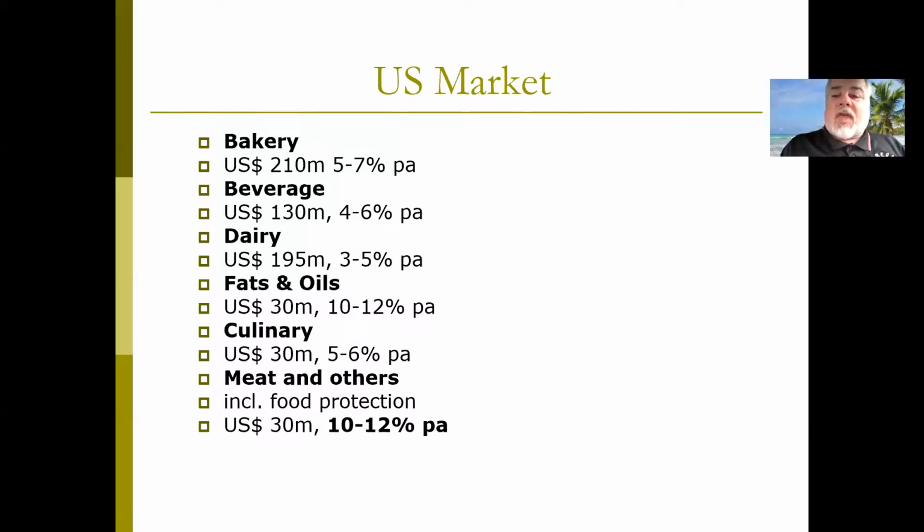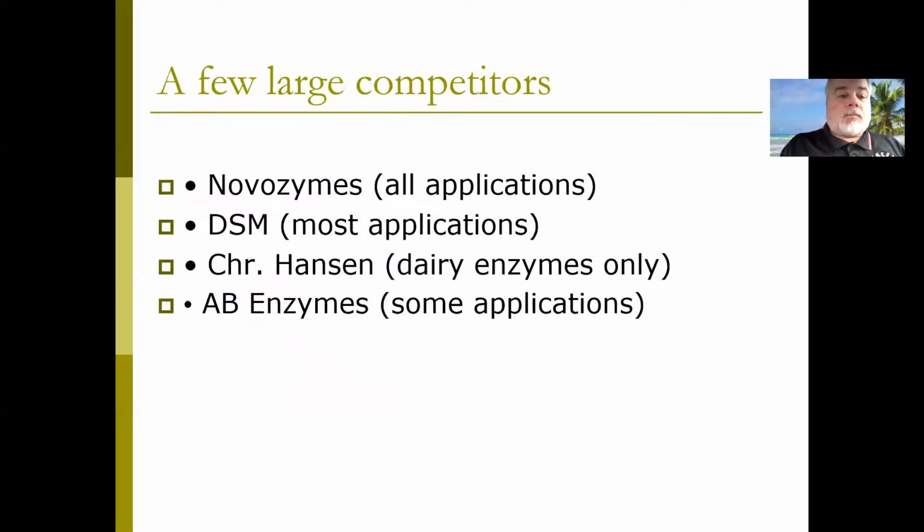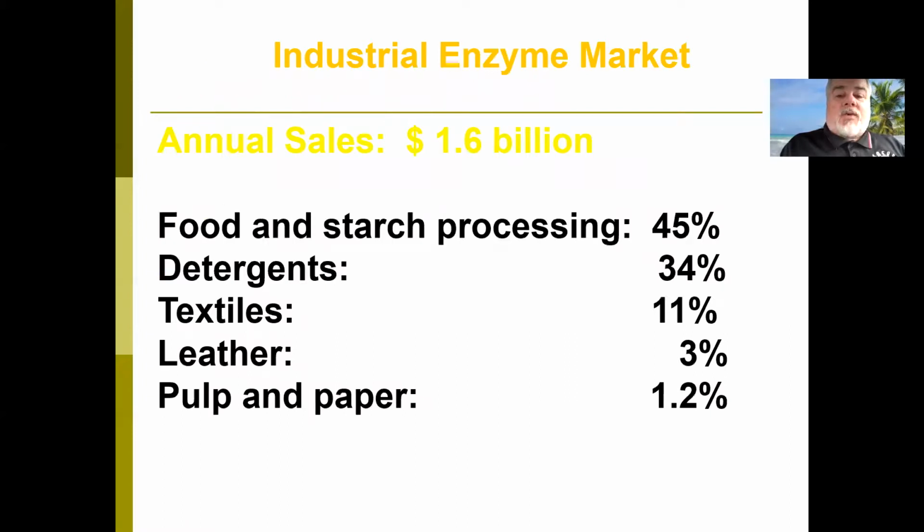You can get an idea of some of the important industries. Tons of money spent in the bakery industry. Tons of money in the beverage, dairy, fats and oils, culinary, meaning cooking, preparing food, restaurants, and meat industries. The US market has a massive market for enzymes. Plus some of the competitors. Don't worry about memorizing competitor names, not a big deal. Annual sales, again, just some numbers to get an idea.